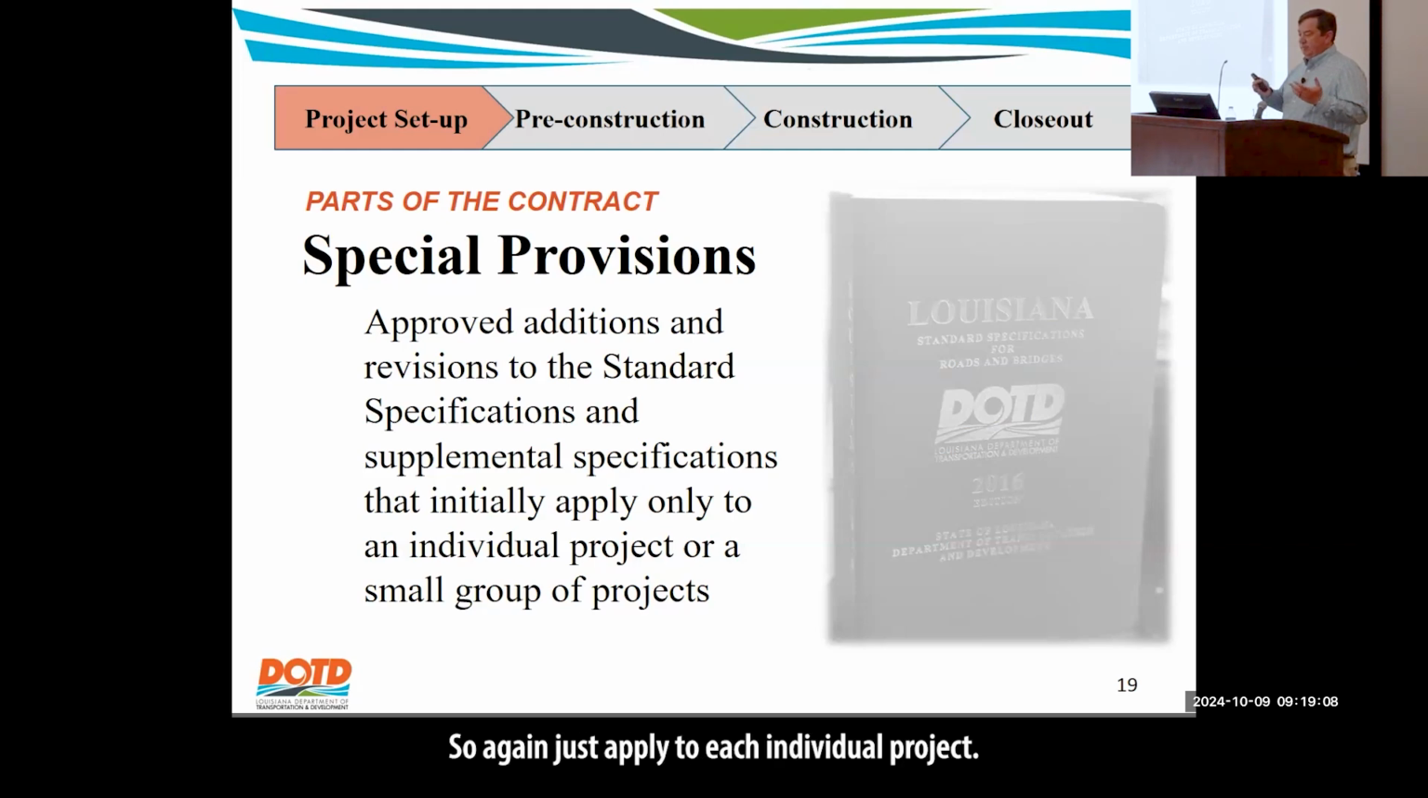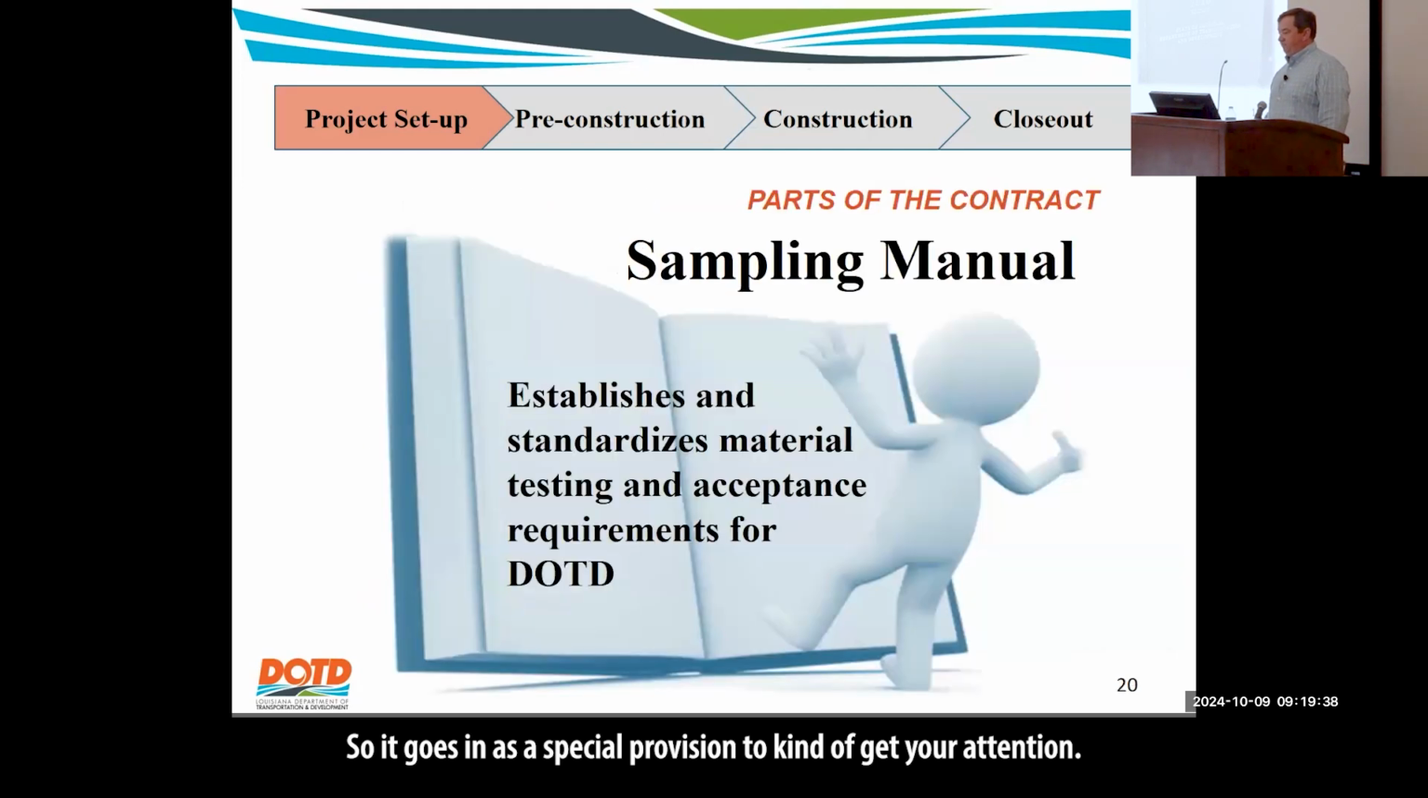So again, just applied to each individual project. Typically, when we make a modification to a spec, it comes in as a special provision for either 3 to 6 months, somewhere in there, before it then moves on and gets put in as a supplemental spec. But when we first implement a spec change, we want to draw everybody's attention to it, contractors, y'all, the PEs, that sort of thing. So it goes in as a special provision to kind of get your attention.